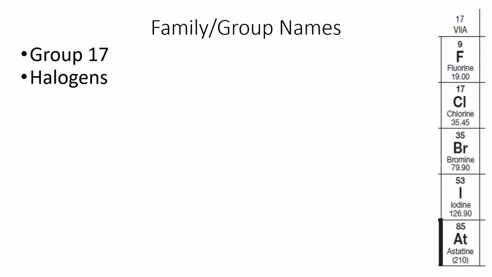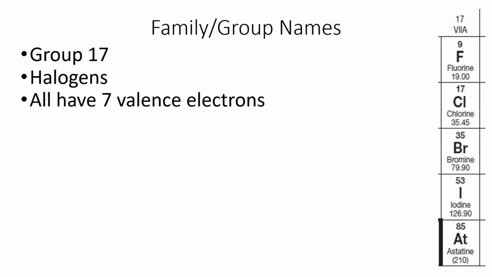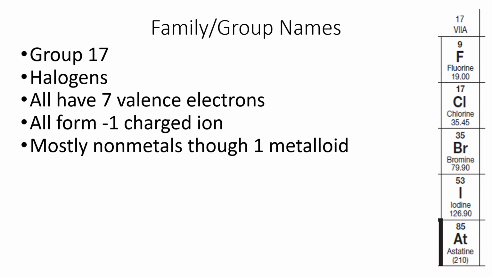Group 17 is your halogen family. The halogen family has 7 valence electrons. They are 1 electron away from being stable, therefore they always form a -1 charge. They are primarily nonmetals, with astatine being a metalloid depending on which book you reference.